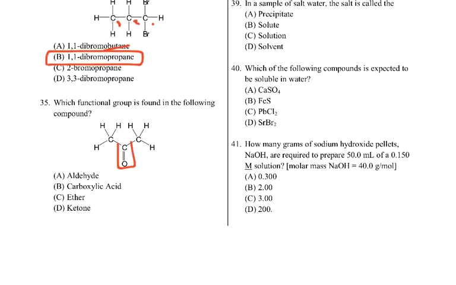Okay, which functional group can be found in this? This is C double bond O. It's either an aldehyde or a ketone. And since it's between other carbons, then it's a ketone.